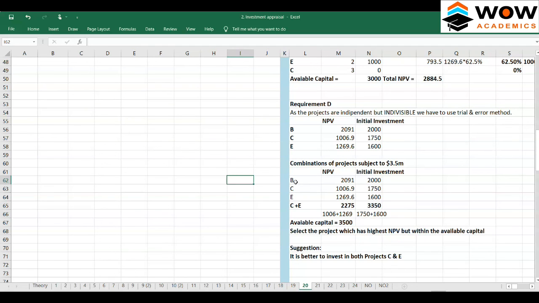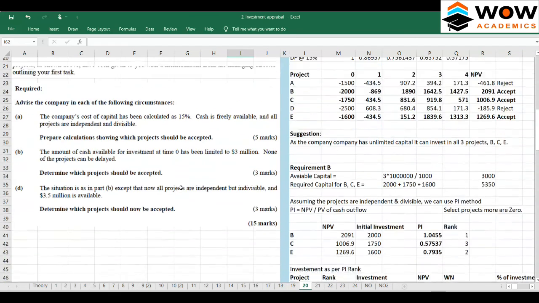B and C, if you add, it crosses 3750, which is higher than 3500. B and E, if you add, it comes to 3600. Again, it crosses the limit of 3500. The best combination, or the only combination available, is C plus E, because put together it comes to only 3350, which is lower than the 3500. So that's about the concept here. With this we can end this problem.